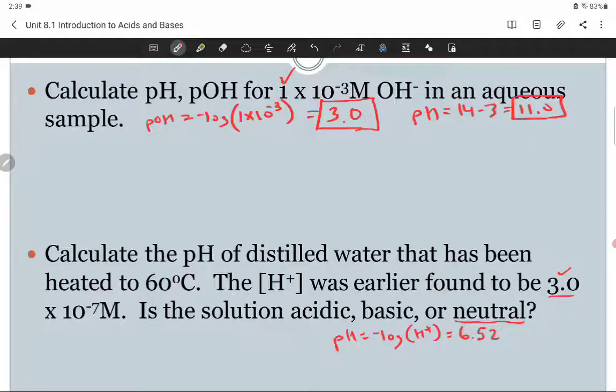We have 2 sig figs here, so we're going to go 2 decimal places. So 6.52, you go, it's got to be acidic. But remember that the hydronium and hydroxide have to be the same in distilled water. So it's not going to be acidic, it will be neutral.